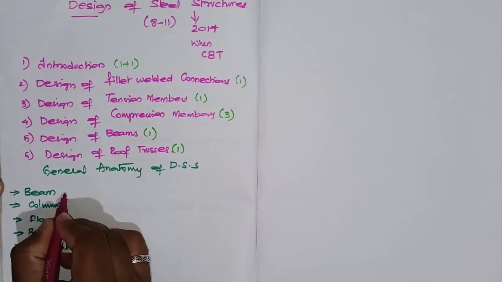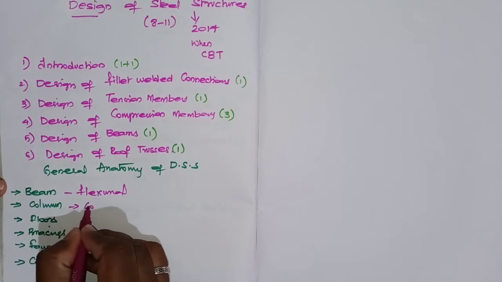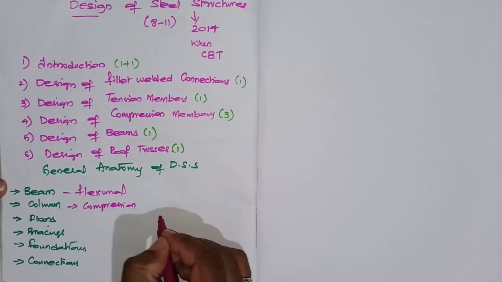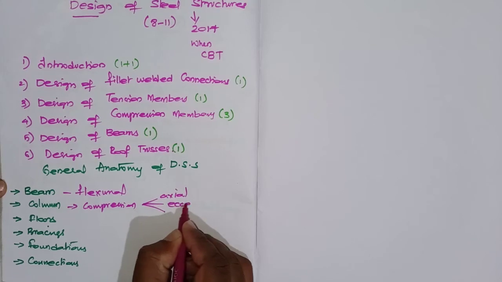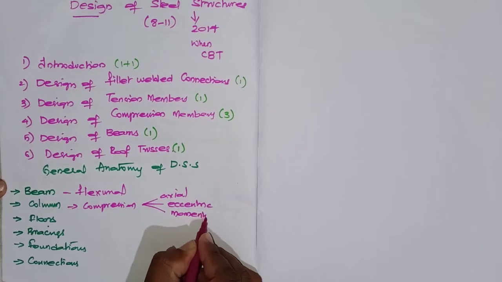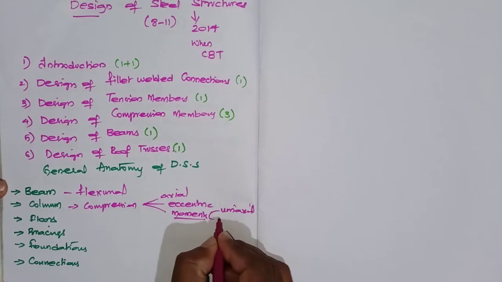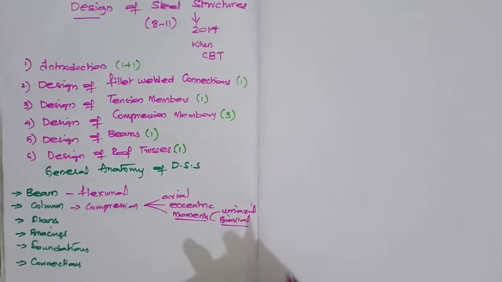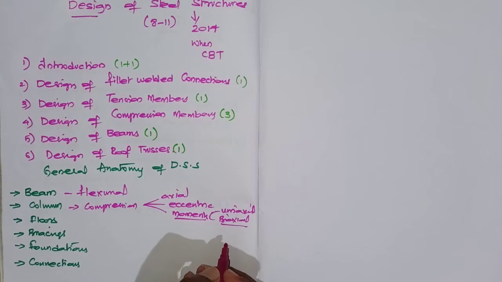Now if I go for the beam, this is a flexural member, whereas a column is a compression member. In the compression member there may be three different types of loads: axial load may be there, eccentric load may be there, and sometimes moments will be developed. The moments may be uniaxial and biaxial. Generally for a multi-storied building the corners will have biaxial moments. You will come across the design of these biaxial compression members in your B.Tech further.